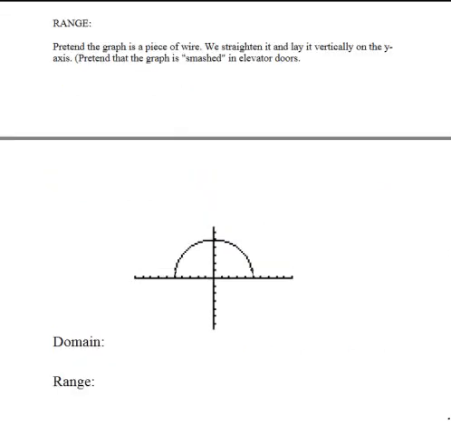The range is a set of all y values that are matched with the x values. So this time, again, we'll pretend the graph's a piece of wire, but nothing stretchy, so not like a rubber band, just wire. And we'll straighten it and lay it vertically on the y-axis. So you pretend that the graph is closed between two elevator doors. So we look at the graph. We had a U-shaped graph, and we're going to press it against the y-axis like it's in an elevator doors.